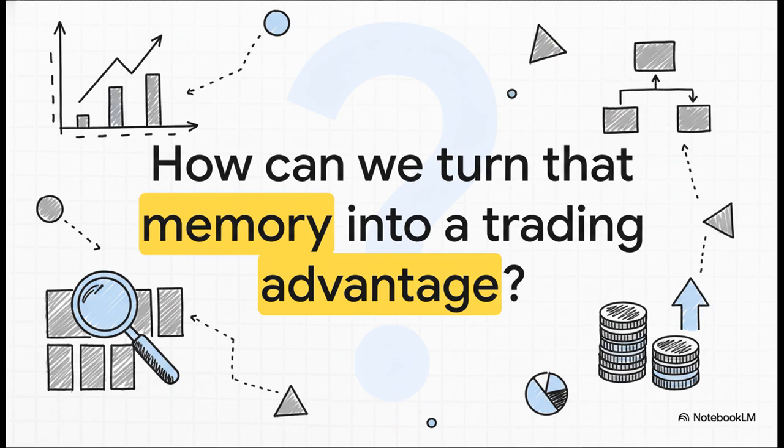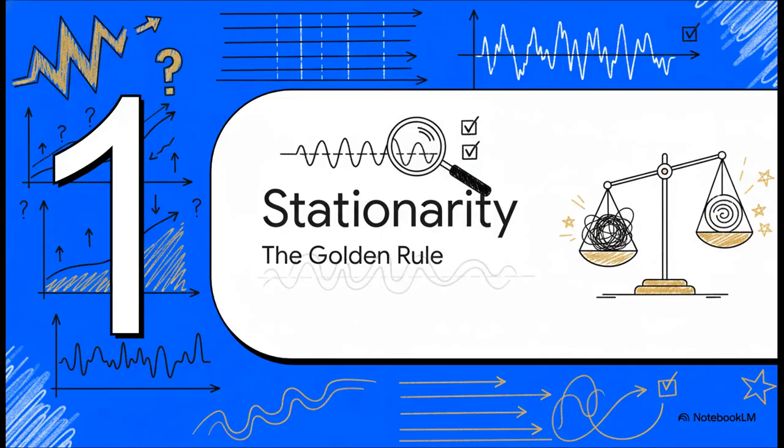And that's the big question, isn't it? It's one thing to say there are patterns out there, but it's a whole other game to actually find them and build a strategy that works. So let's figure out how to do just that. Okay, first things first. Before we can predict anything, we have to ask the most fundamental question. Are we looking at a predictable signal or just a bunch of random static?